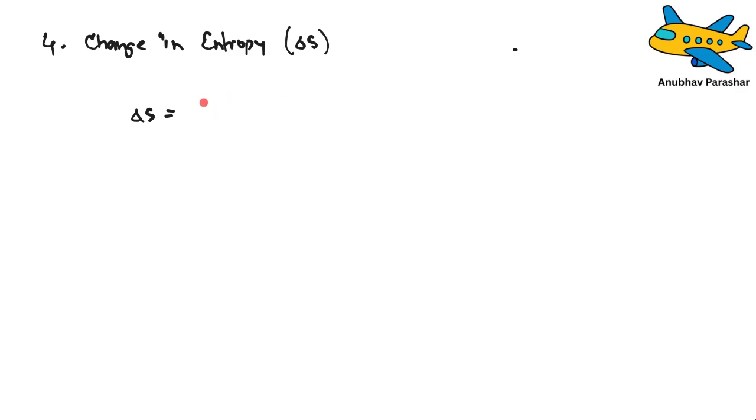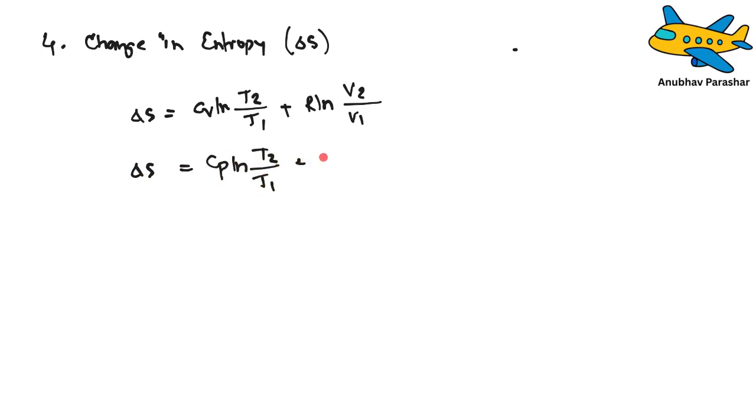It can be written as CV ln T2 by T1 plus R ln V2 by V1, or it can be written as CP ln T2 by T1 plus minus R ln P2 by P1.